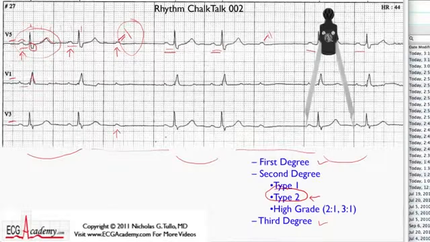If you look at the ratio of P's to QRS's, it's going to be 4 to 3 or 3 to 2 or 7 to 6. It's always one more P wave than QRS complexes. So the easiest way to figure out what ratio it is, look at the QRS's, and that's the second number. So there are 2 QRS's, and therefore it must be 3 to 2 AV conduction with 1, 2, 3 P waves resulting in 2 QRS complexes. So pretty simple. Type 2 second degree AV block with a 3 to 2 pattern.